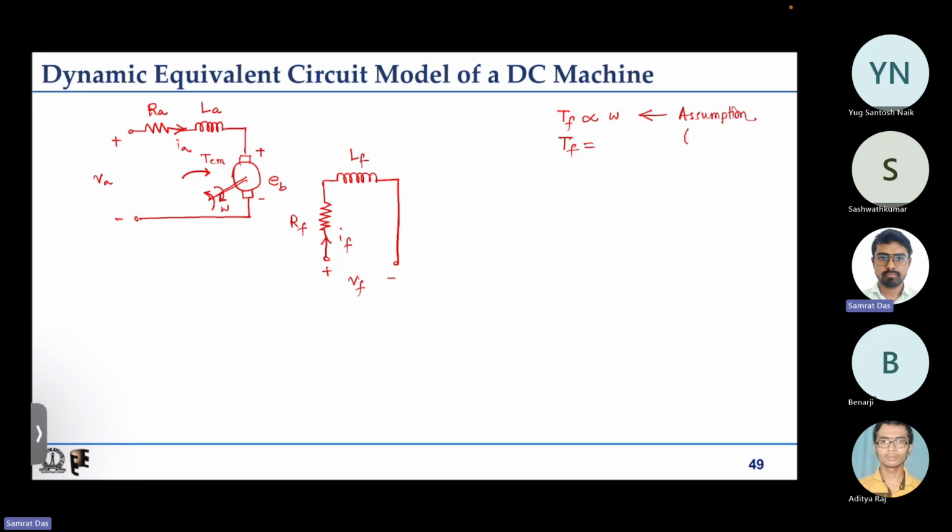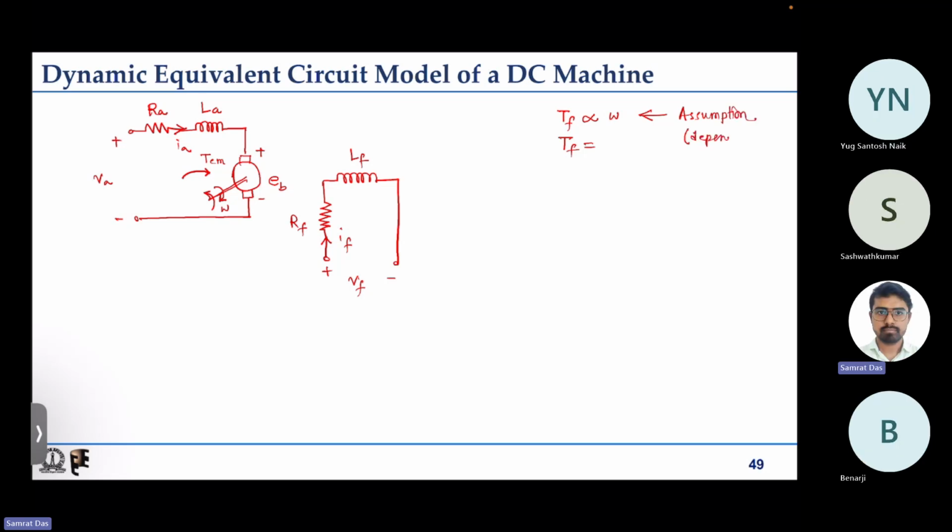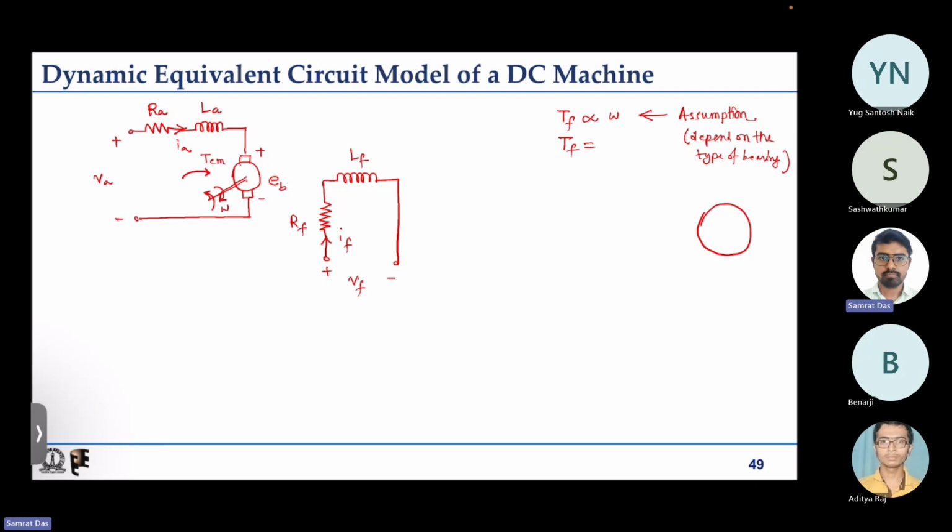It will actually depend on the type of bearing. What is a bearing? Any electrical machine has a rotating part and a stationary part. Say this internal part is rotating, and this external part is stationary, so any machine has a rotor and a stator. The rotor also needs to be supported in the stationary structure, so we need some kind of interface between the stationary body and the rotating body.